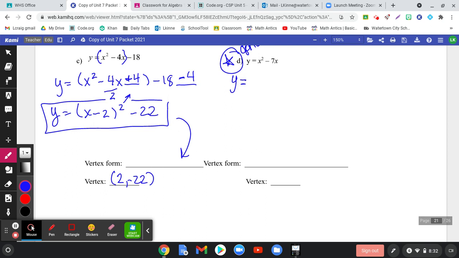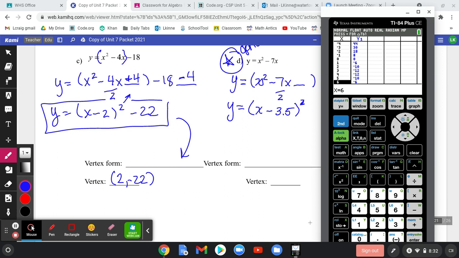All right, so we have x squared minus 7x, leave a space. Nothing's outside, so we'll just leave that space. Cut it in half. Half of -7 is -3.5 squared. All right, now if you look at your calculator, that makes sense because the x value in your point is going to be the opposite sign, so it's going to be +3.5, which is halfway between those. So that does make sense.